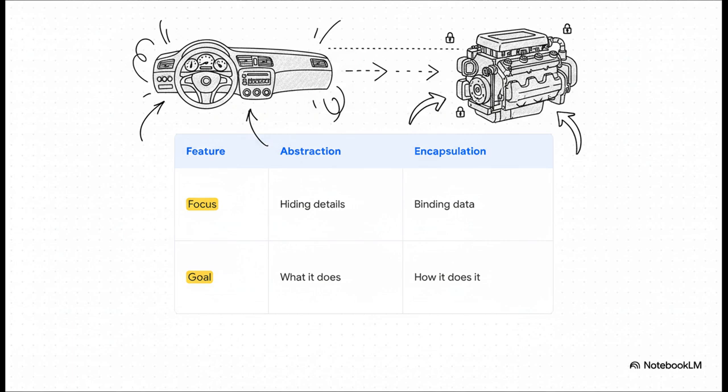Let's go back to the car. Abstraction is the dashboard, the simple controls you use. Encapsulation is the sealed engine block that physically prevents you from just reaching in and messing with all the important parts. Both hide things, but for different reasons.